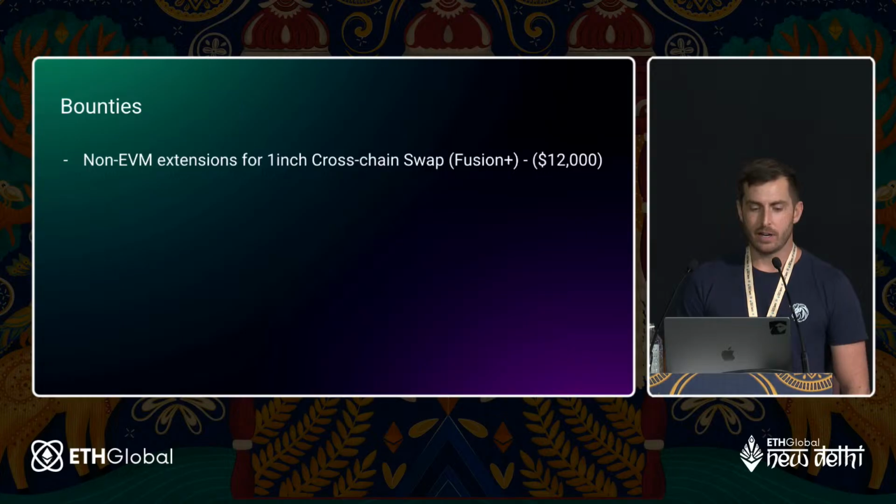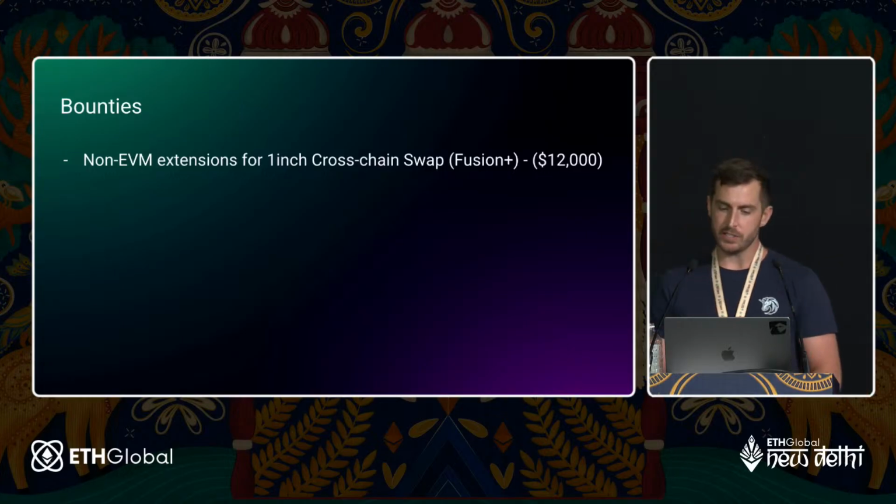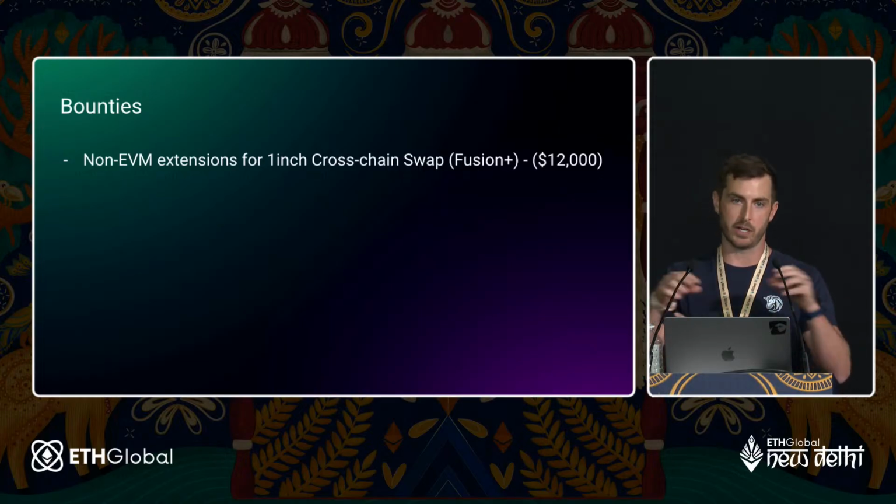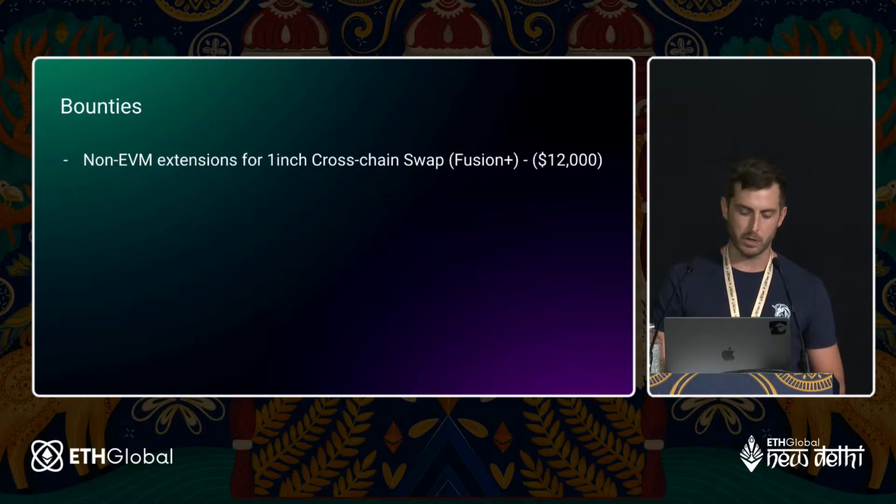So our bounties are the non-EVM extensions for cross-chain swap. This is $12,000, our largest bounty. We're basically looking for any implementation of Fusion Plus on a list of non-EVM chains. If you go to our bounty page, you can see a full list of what we're looking for. We basically just need you to create 2 escrow contracts, one on an EVM chain that we support, and then one on any non-EVM chain. And we need to actually see a physical transaction that happened of the funds being deposited into the escrows and withdrawn, with a link to the block explorer.